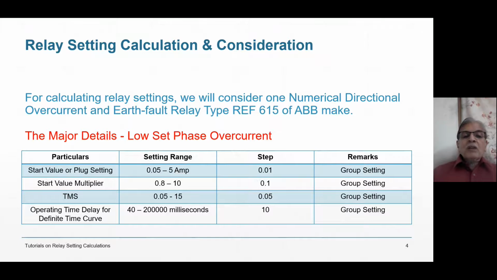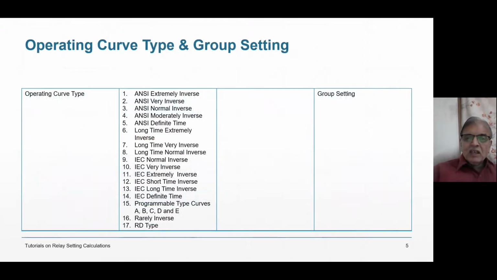That means in one possibility you can have one plug setting, in a second possibility you can have a second plug setting, etc. The operating time delay for definite time curve: if you are using a definite time curve, then there is no inverseness, so there will be no TMS. There will be a fixed time setting, and that fixed time setting is also adjustable, 40 millisecond to 2 lakh millisecond in steps of 10 millisecond. So that is the relay.